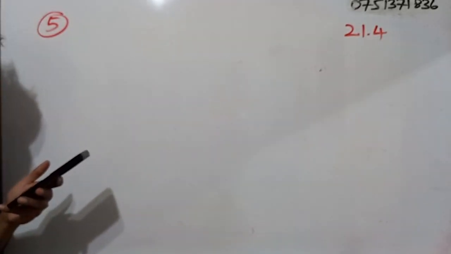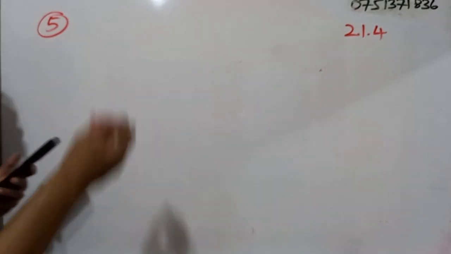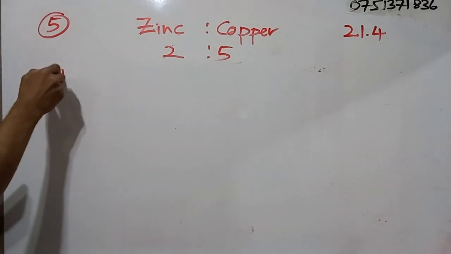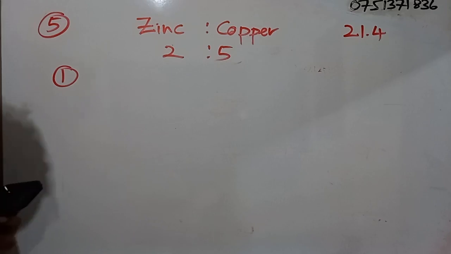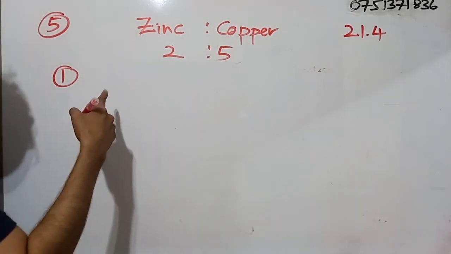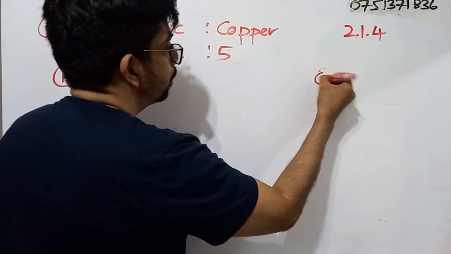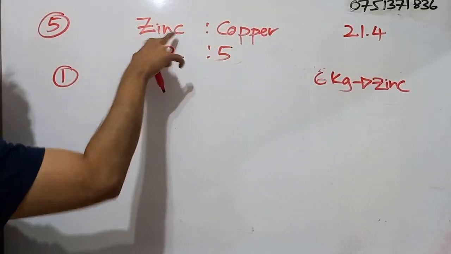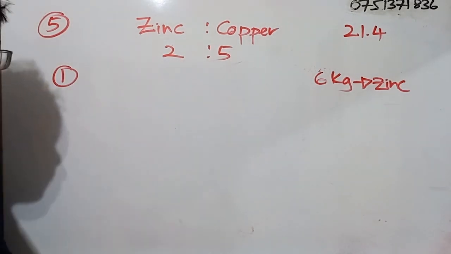Question number 5. An alloy is made by mixing masses of zinc and copper in the ratio 2 to 5. So the ratio is 2 to 5. So we have several parts in the question. So part 1. If the mass of zinc in a sample of this alloy is 6 kilograms, what is the mass of copper? So here, what is the amount of zinc? We have 6 kilograms, no? In the ratio 2 to 5, the term under zinc is what? 2, right? That means 2 equal parts is equal to 6 kilograms.